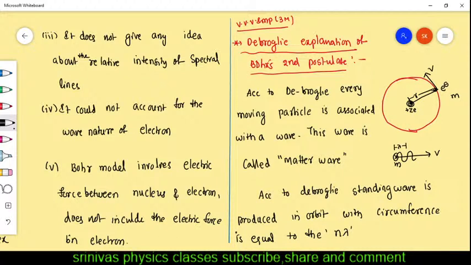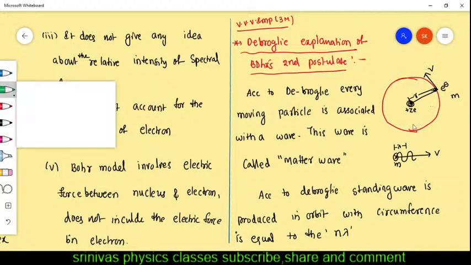What did de Broglie say? Anybody wrote? What is the de Broglie wavelength formula? De Broglie wavelength formula from dual nature. And here de Broglie explained this moving particle. One electron is moving in the orbit. That moving electron is also associated with some wave. That wave he gave here.